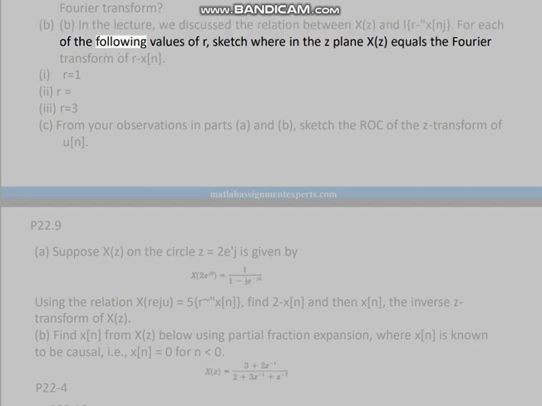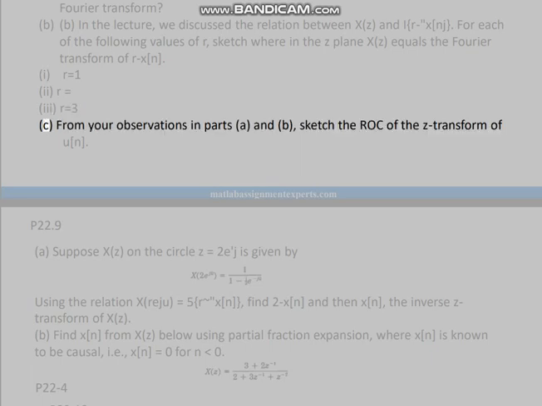For each of the following values of r, sketch where in the z-plane X(z) equals the Fourier transform of r^(-n) x[n]: r equals 1, r equals 2, r equals 3. C. From your observations in parts A and B, sketch the ROC of the Z-transform of u[n].